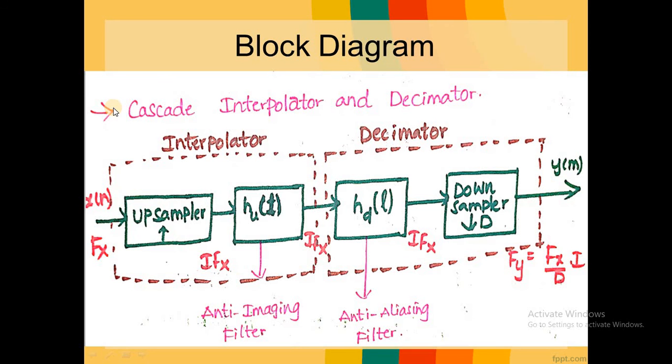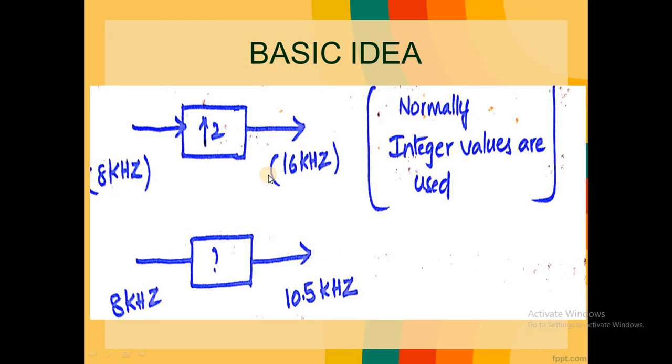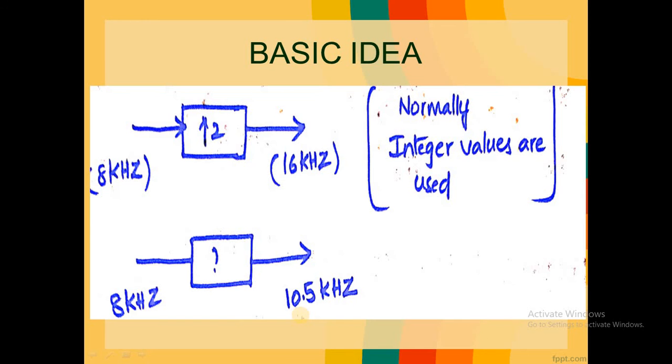Our ultimate goal is to derive this equation for y of m in the case of sampling rate conversion by a rational factor. What is the basic idea? If you want to get 10.5, 10.6, 10.7 or any other rational values as outputs, we are going to use this sampling rate conversion by a rational factor.